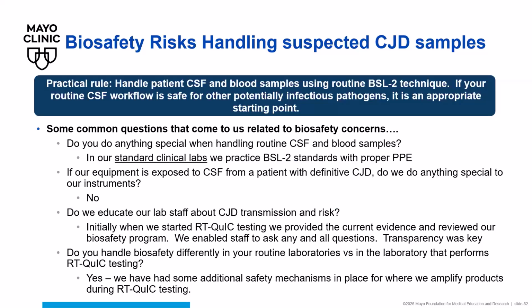A lot of questions come up about handling. Basically, my lab handles CSF and blood using standard clinical lab BSL-2 techniques. The thought is we're already handling samples that can potentially be carrying all sorts of infectious pathogens, and so the appropriate handling of those will also apply to those samples containing prion disease. So we don't really do anything special. We educate our staff and make sure that everybody's transparent about our biosafety handling.